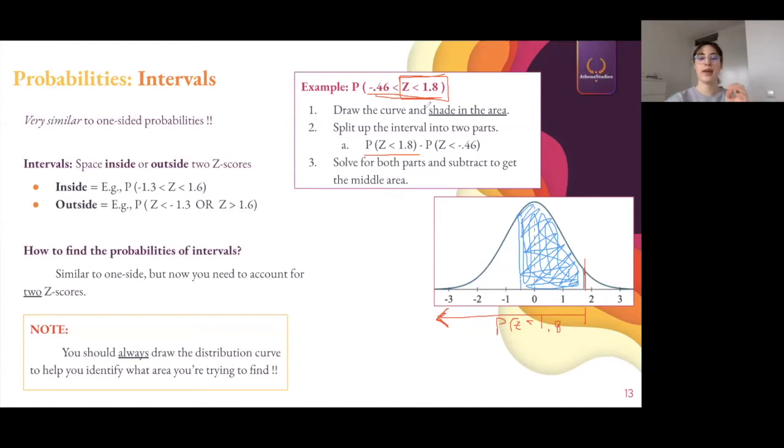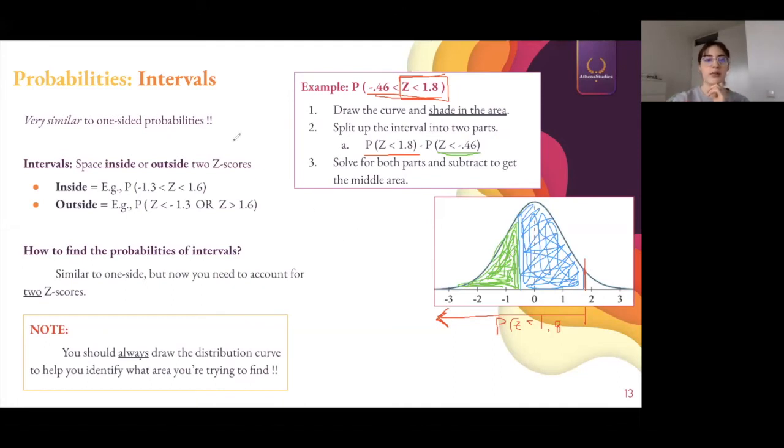And then if we have the probability that z is less than -0.46, we're talking about this green area right here. And we're trying to find this blue area. However, the way we're going to find this blue area is we're going to take this entire red area, which was the probability that z is less than 1.8, and then subtract the green area from the red area in order to have the blue area left over.